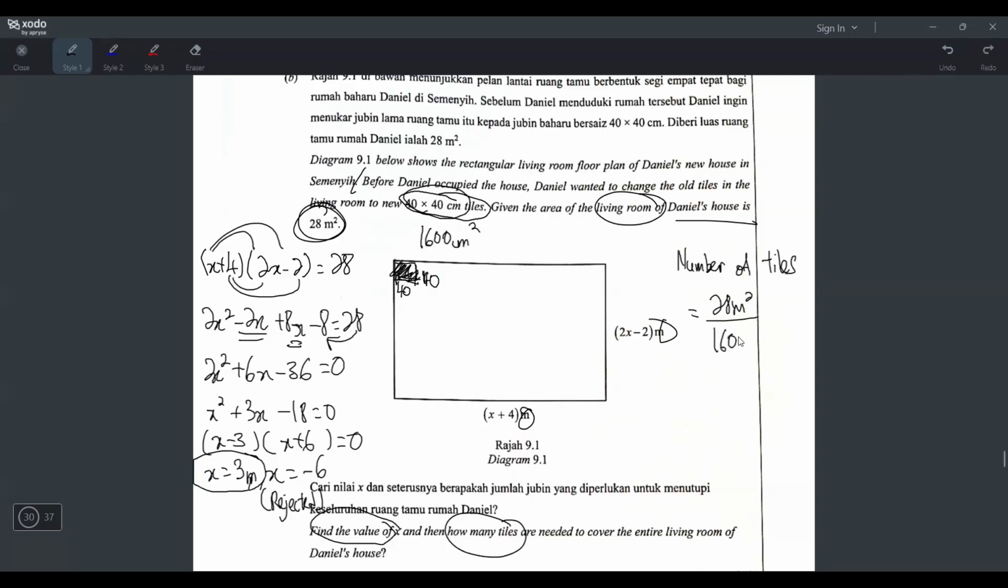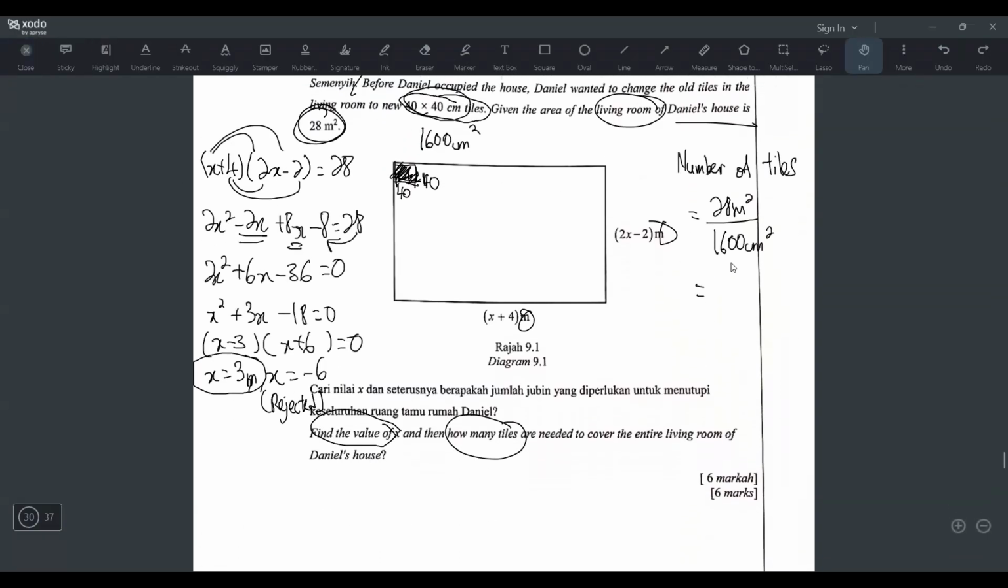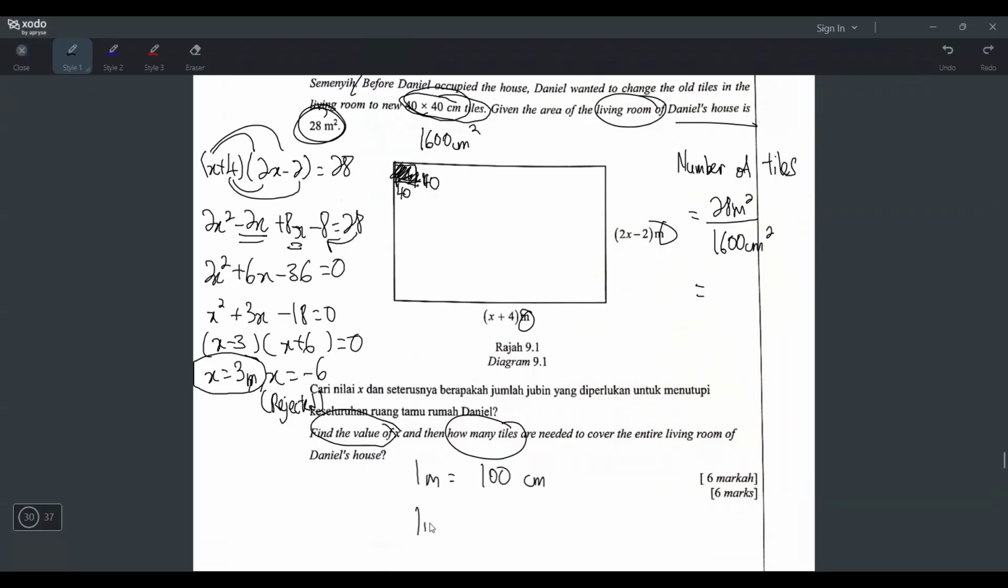But if you do it like this, it's wrong. Why is it wrong? Because the units are not the same. This one is in meter square, this one is cm square. So now we have to make it the same unit first, right? And most people don't know how to convert meter square to cm square. So let me test you a bit. If 1 meter has how many cm here? 100. Very good. 1 meter square has how many cm square?